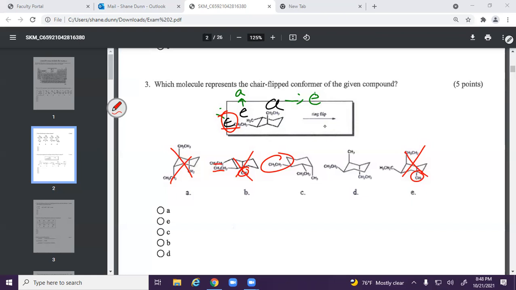No, they were both equatorial. This guy right here is coming off at an angle. That makes it equatorial. Going straight up and down is axial. For example, this guy right here might look like it's going up, but it's at an angle, which makes it equatorial. It's stupid, I agree. That's how it's drawn.